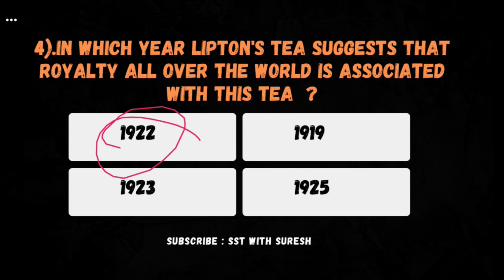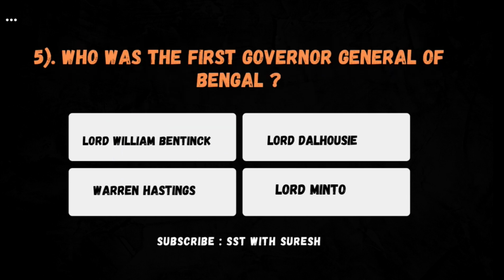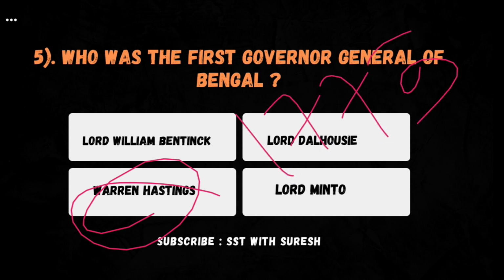Okay, next question, question number 5. Question number 5 asks you, who was the first Governor General of Bengal? And the options for question number 5 are: option A Lord William Bentinck, option B Lord Dalhousie, option C Warren Hastings, and option D Lord Minto. And the correct answer for question number 5 is Warren Hastings, who in the year 1773 was appointed as the first Governor General of Bengal.